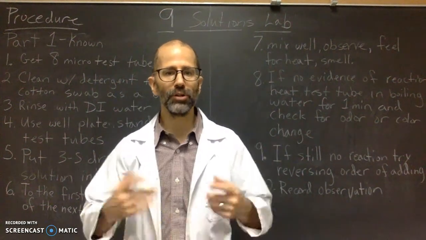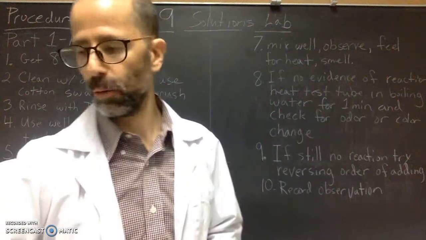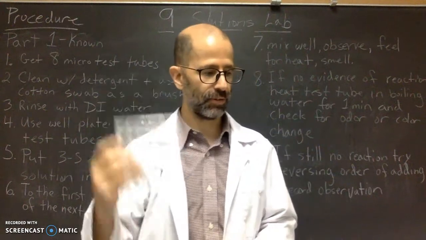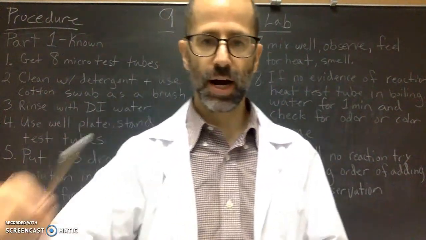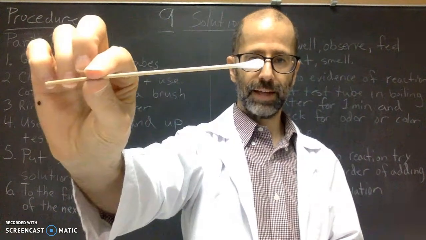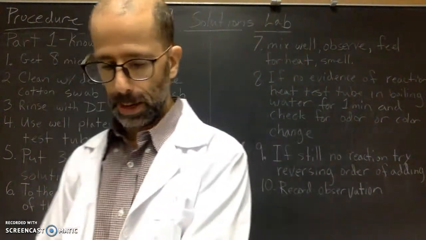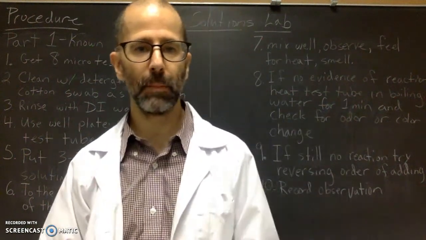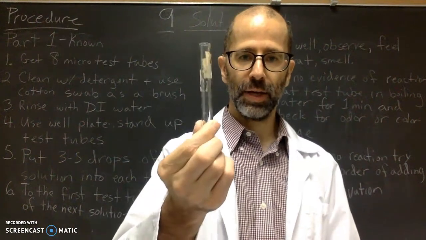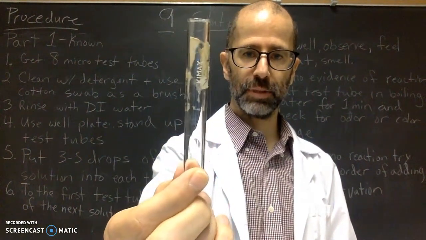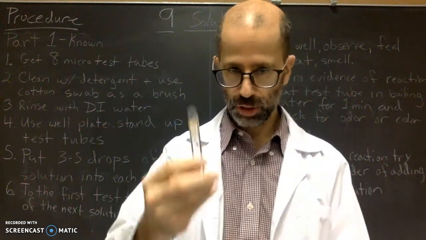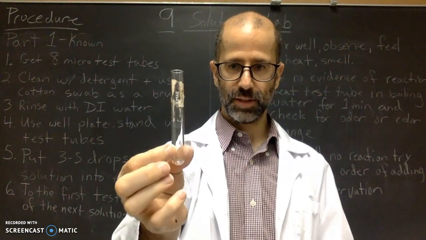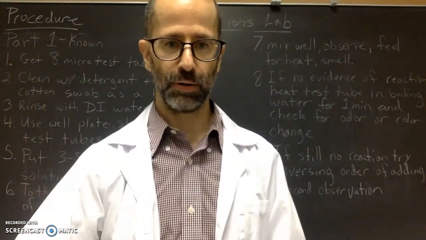Okay, so first thing you're going to get is a well plate. So you need to get a well plate from the stock room. It looks like this. You're going to get a cotton swab. It looks like that. You're also going to get 10 micro test tubes. I don't have a micro test tube right now, but it'll be a test tube like that, but smaller. So I'm going to use this now for demonstration, but they look the same. They're just smaller, hence the name micro.